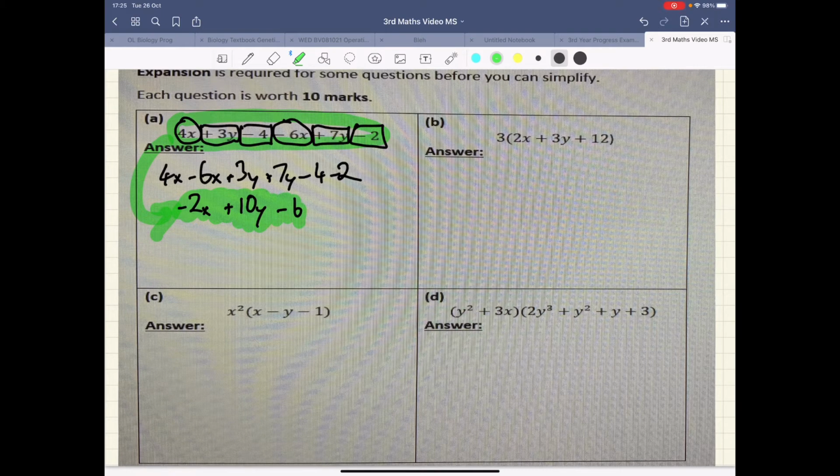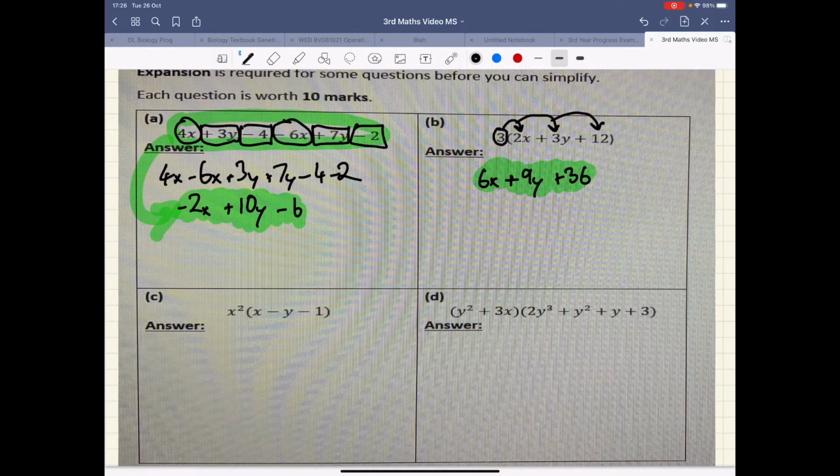Okay, part B then. Part B is an expansion before you can simplify. So you have to take the value on the outside of the bracket and multiply it by everything inside the brackets. We'll start with 3 and multiply 3 by 2x, which gives me 6x. Then 3 multiplied by 3y gives me 6y. Or sorry, 9y. 3 times 3 is 9. Then 3 multiplied by 12 gives me 36, plus 36. That can't be simplified any further, so 6x plus 9y plus 36 is your final answer there.